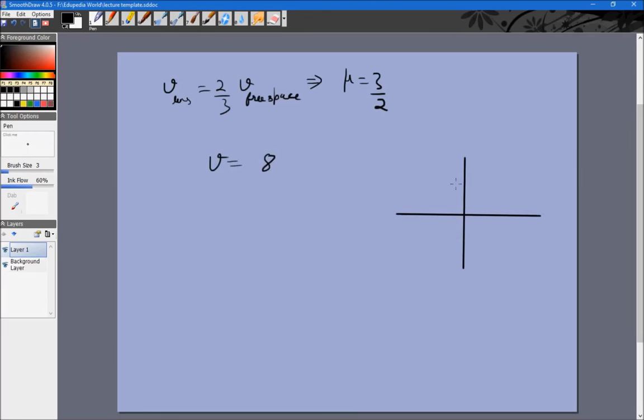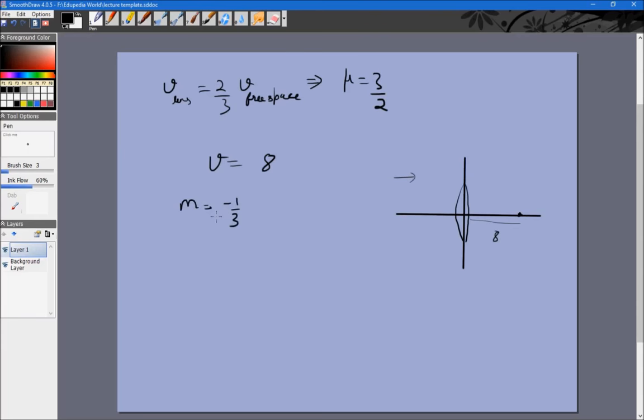We don't know what type of lens it is. It's a plano convex lens, but we are not given exactly which side the plane part is, so I'll just draw a random lens here. That doesn't matter. We know that v is positive 8 because these are the directions of the incident rays, and it is 1/3 the size of the object. So from that we know that m is equal to minus 1 by 3 because it is also real.